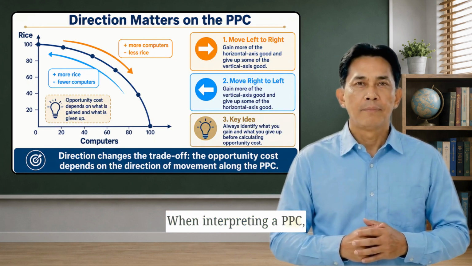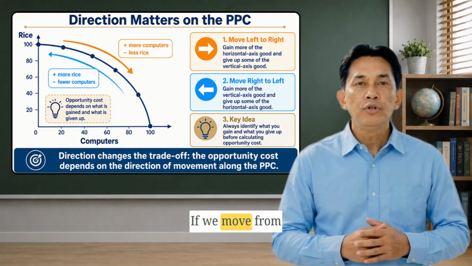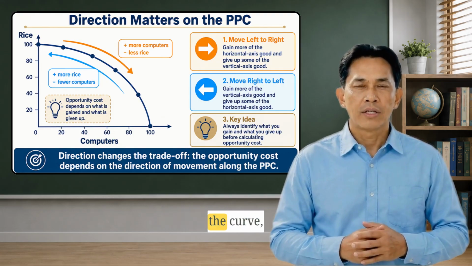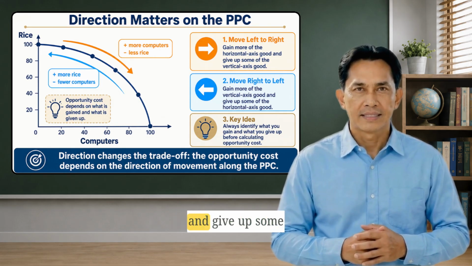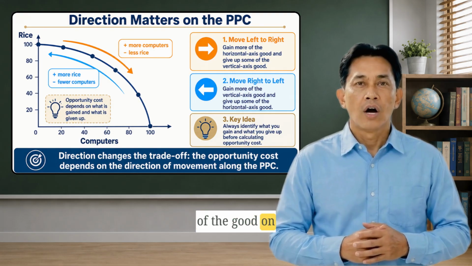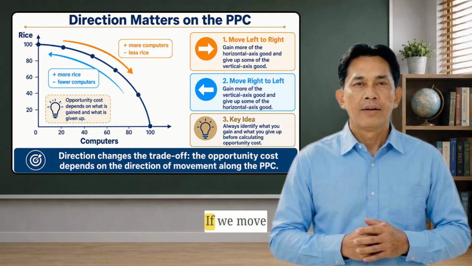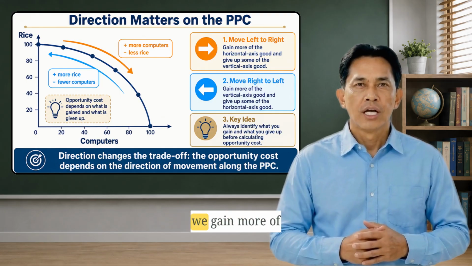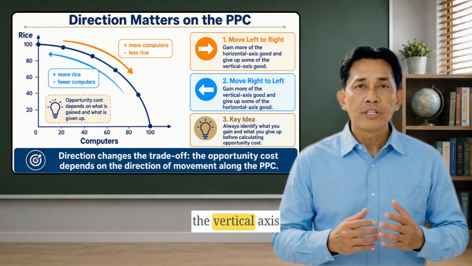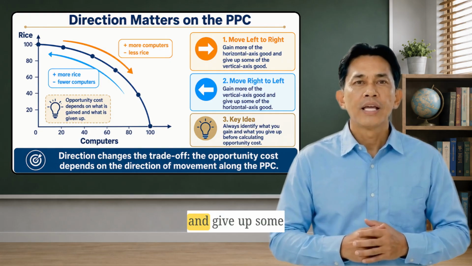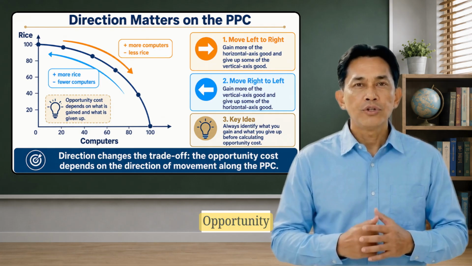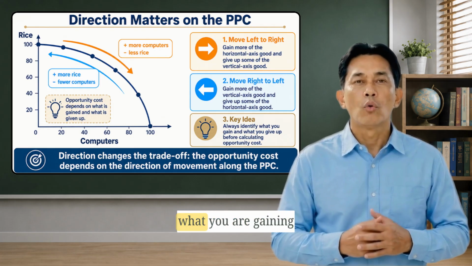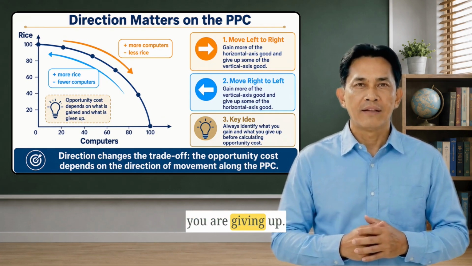When interpreting a PPC, always pay attention to direction. If we move from left to right along the curve, we usually gain more of the good on the horizontal axis and give up some of the good on the vertical axis. If we move in the opposite direction, we gain more of the vertical axis good and give up some of the horizontal axis good. Opportunity cost always depends on what you are gaining and what you are giving up.